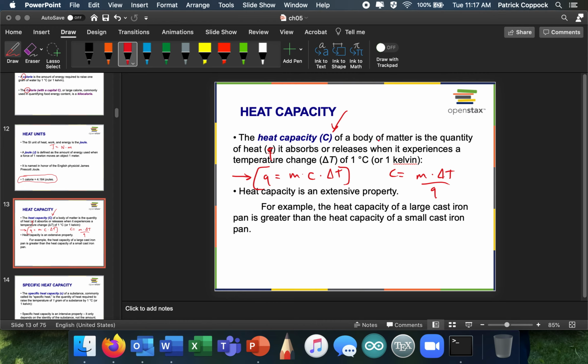The heat capacity of a body of matter is the quantity of heat it absorbs or releases when it experiences a temperature change of 1 degree centigrade, or 1 Kelvin, right? Heat capacity is an extensive property because it depends on the amount, right? For example, the heat capacity of a large cast iron pan is greater than the heat capacity of a small cast iron pan because there's more to it, okay?